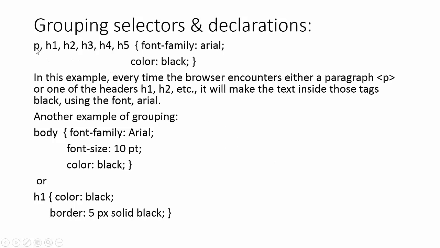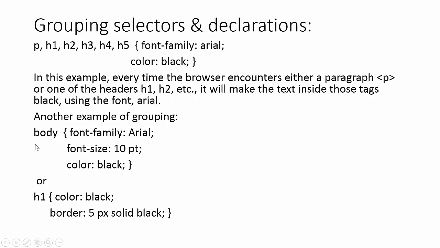So note here, we've got the paragraph command. We've got all these different H1, H2, H3, H4, H5 header commands. We're saying anytime the processor encounters any of these tags, we want the font to be Arial, and we want the color to be black. And so you notice the selectors, this is the property, the font, the value is Arial. Notice we close it with a semicolon. Here the property is the color, the value is black. We close it out with a semicolon. So you can group things.